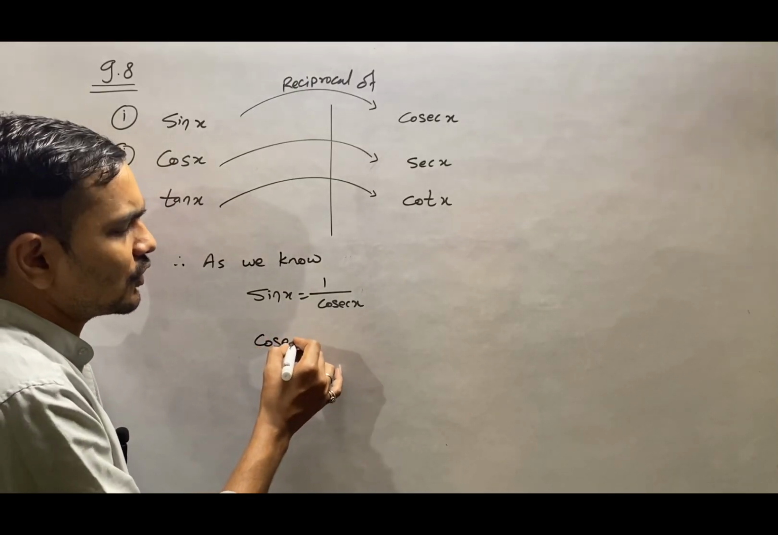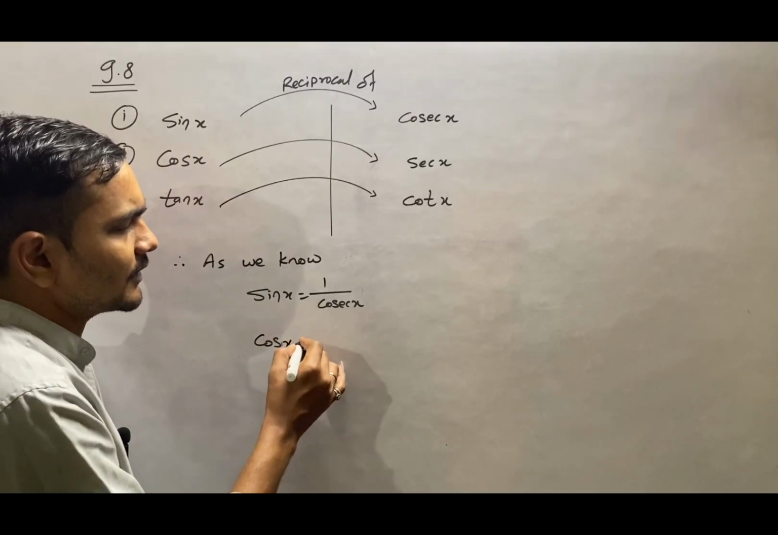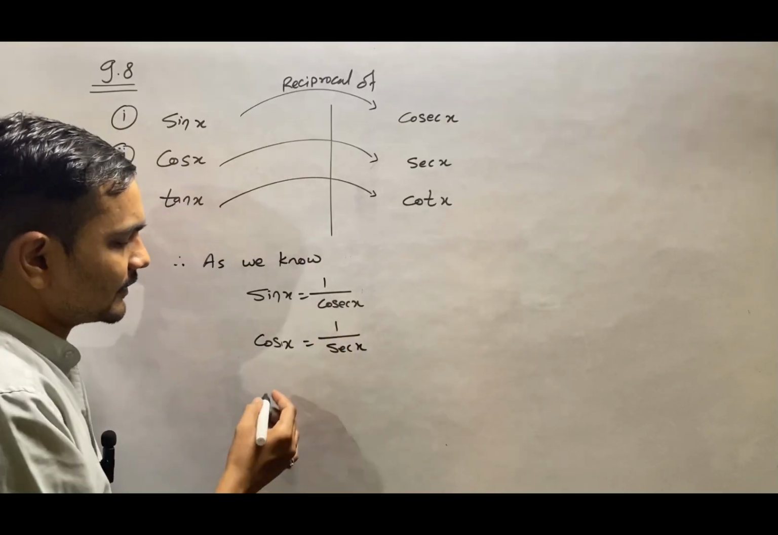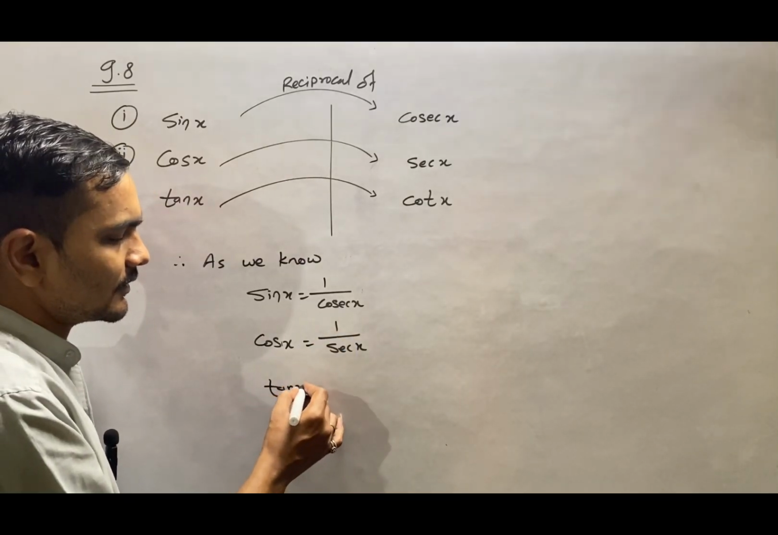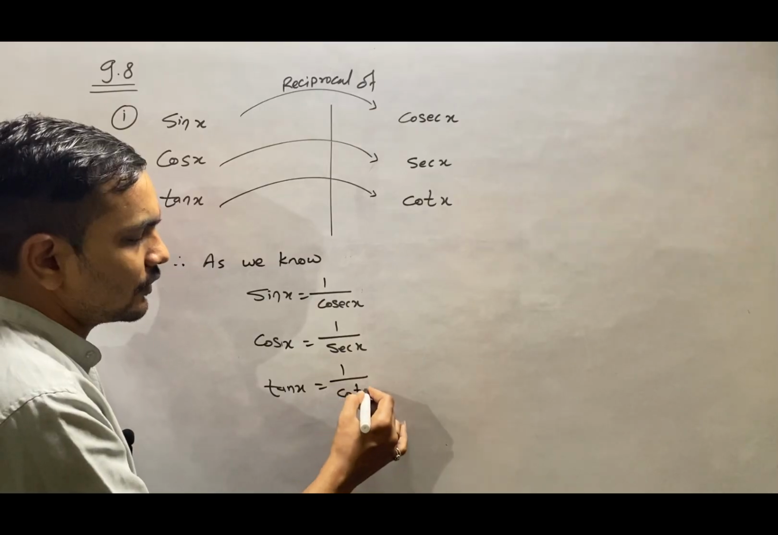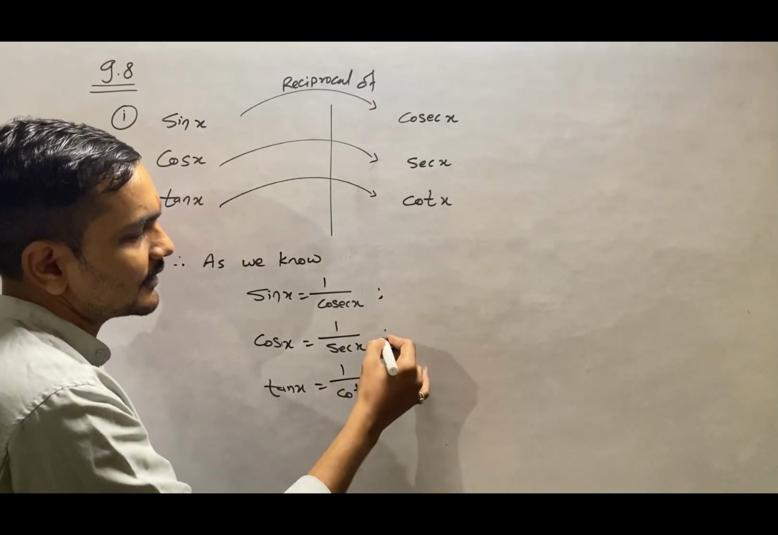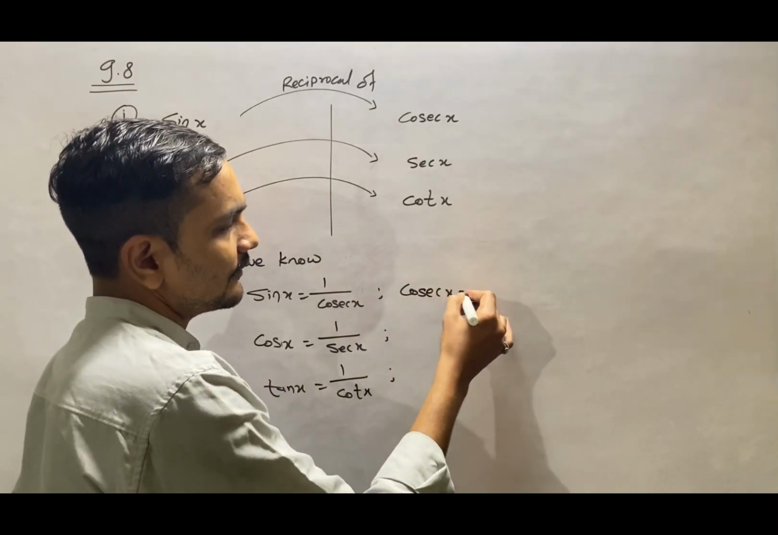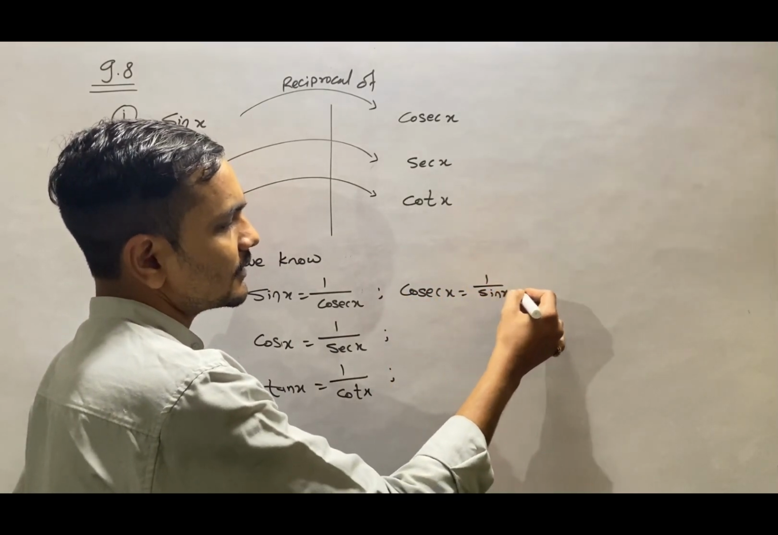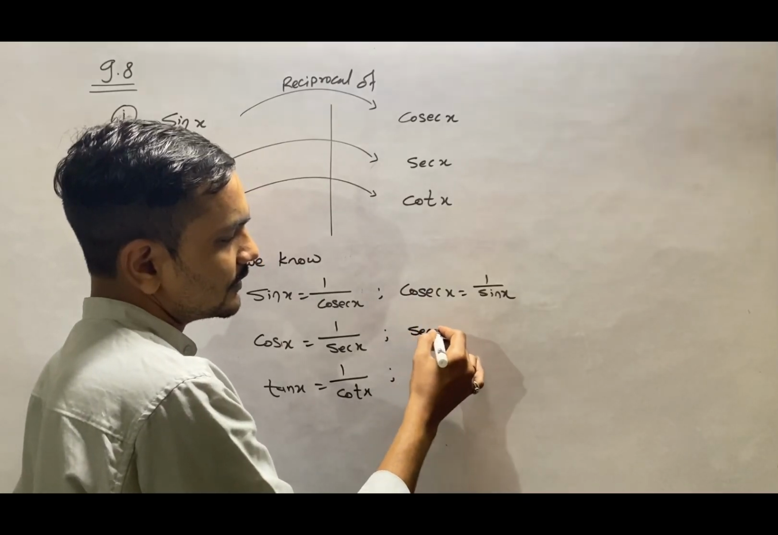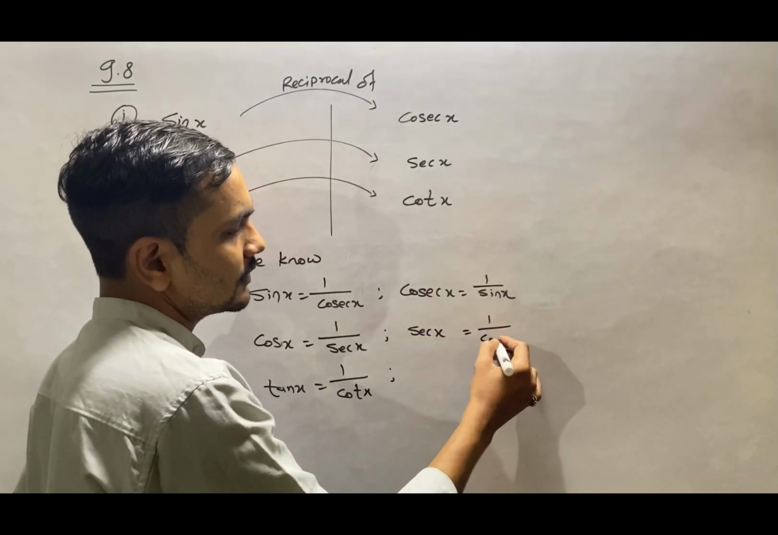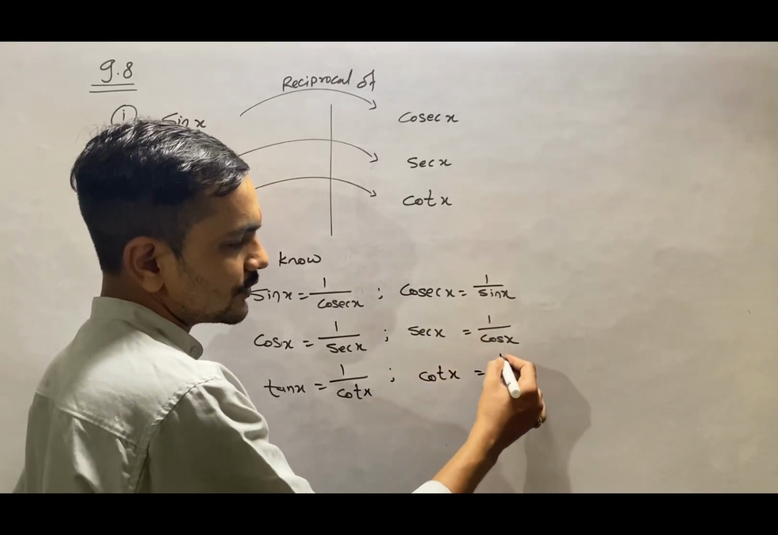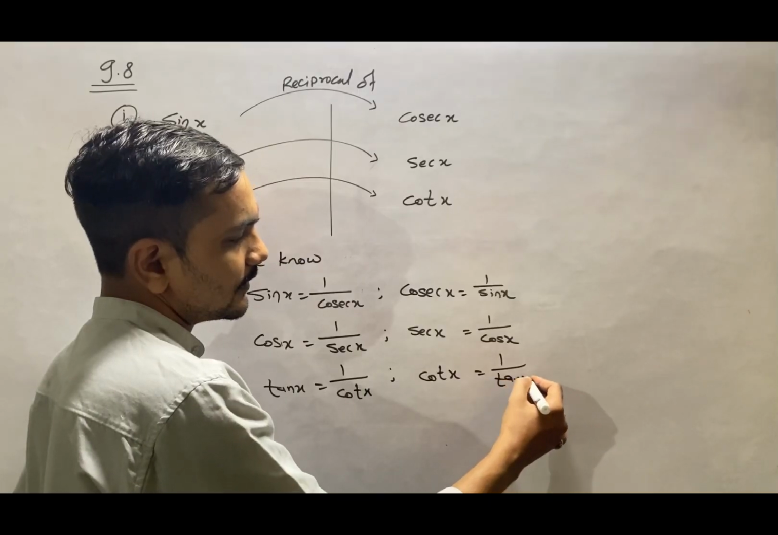And cos of x equals, we can say, 1 over sec of x. And tan x, we can say 1 over cot of x. And vice versa. If you want cosec of x, then we can say 1 over sine of x. Sec of x, 1 over cos of x. And cot of x equals 1 over tan of x.